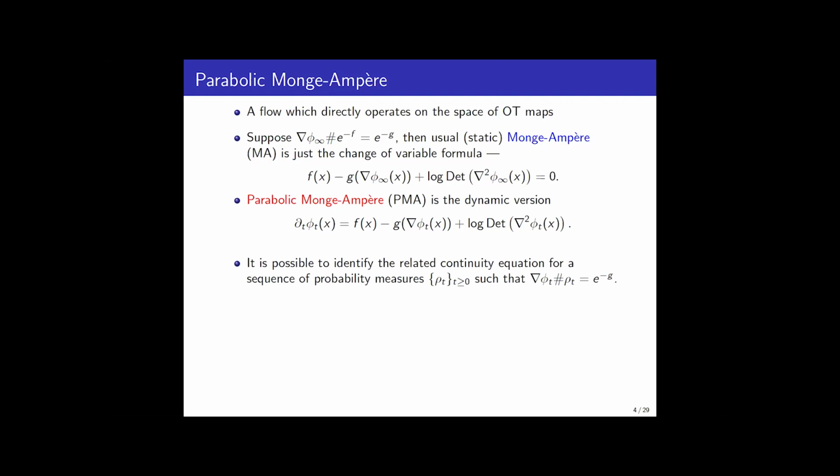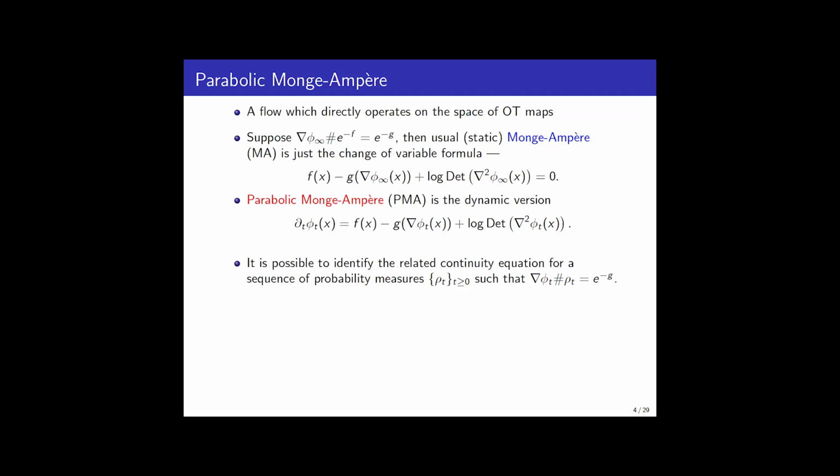So it's also possible to relate this to a sequence of probability measures. I only mentioned that the gradient of phi infinity will take you from e power minus f to e power minus g, but these phi t's also have a similar interpretation. If I look at the Legendre-Fenchel dual of phi t, then the gradient of the dual, if I push e power minus g through that, will generate a probability measure. Let's call that rho t.